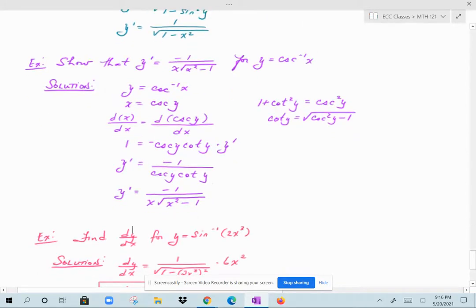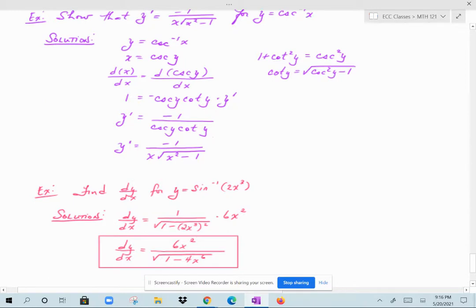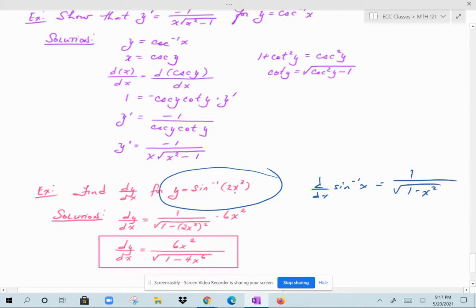All right, so now let's actually take the derivative of an inverse trig function. So here we have y is equal to sine inverse of 2x cubed. This would be a problem where we have to apply chain rule, where sine inverse is the outer function and 2x cubed is the inner function. But remember that the derivative of sine inverse of x is 1 over the square root of 1 minus x squared. Okay, but I don't just have x, I have 2x cubed in this problem. So the 2x cubed is going to replace the x.